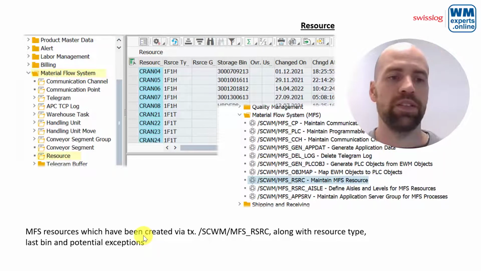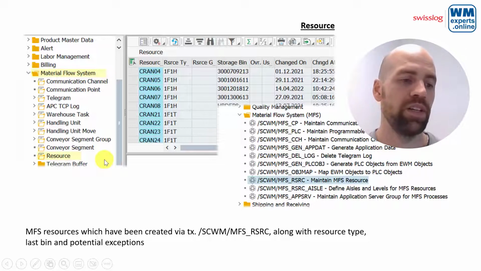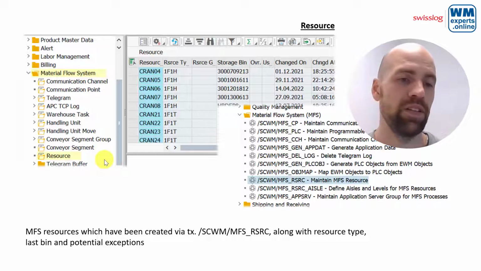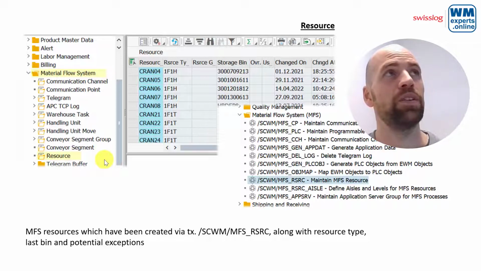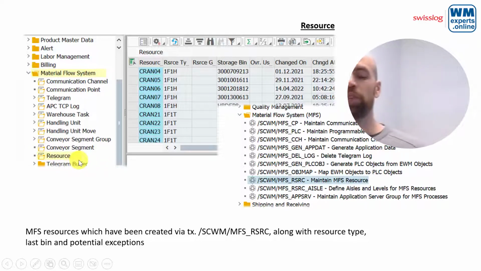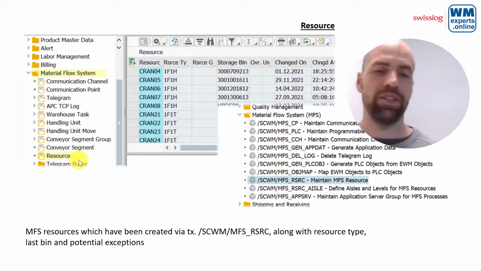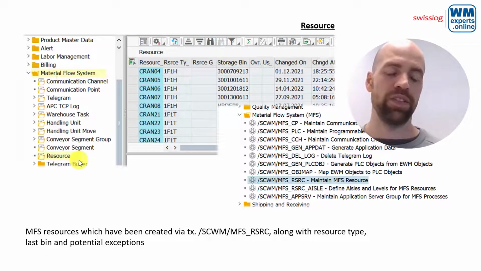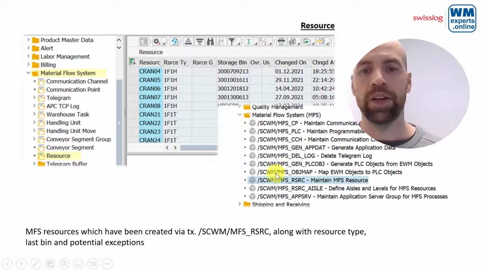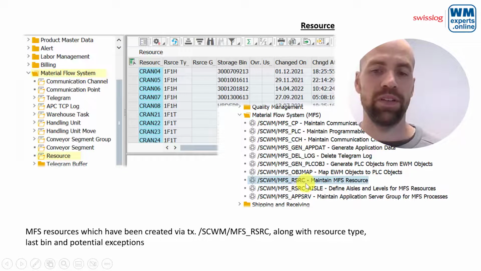Good, the next one is an important node, and I'm pretty sure that whenever you are using an automated warehouse in any way, you will probably make use of the resource node, unless you run a pure horizontal conveyor or something like this. Usually you have resources as, for instance, cranes operating in ASRS. And those resources are created in transaction MFS_RSRC.